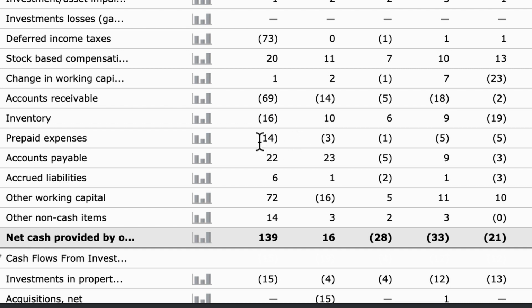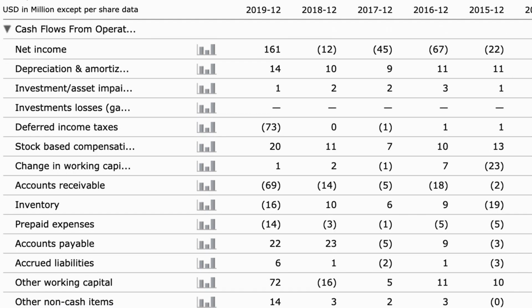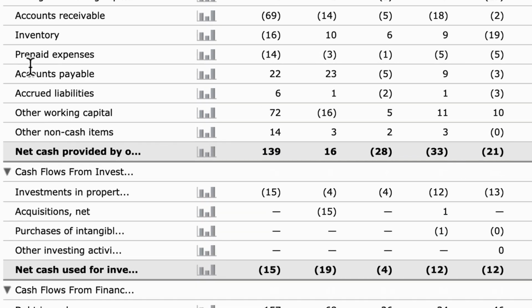The next line down, prepaid expenses, is a number on the cash flow statement that essentially is services they have paid for in advance before receiving them, making sense why it is a negative number, because that cash has flowed out of the business. The next one is accounts payable. This means that Enphase owes a company money but hasn't paid them yet, so the cash hasn't flowed out, making it a positive number because they still have that cash.